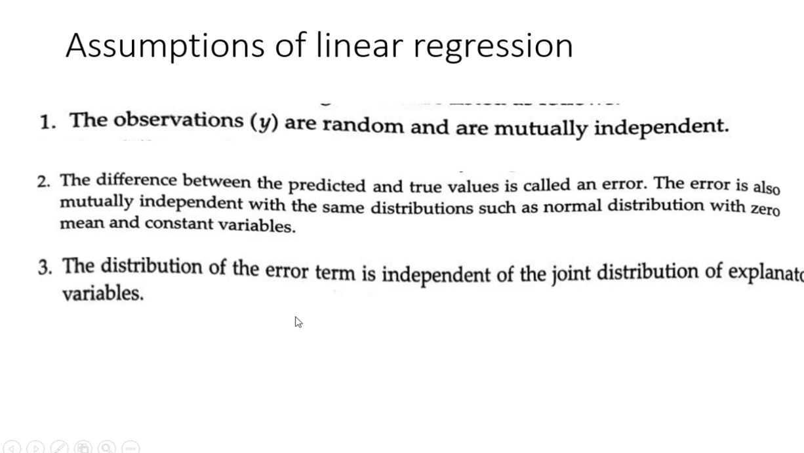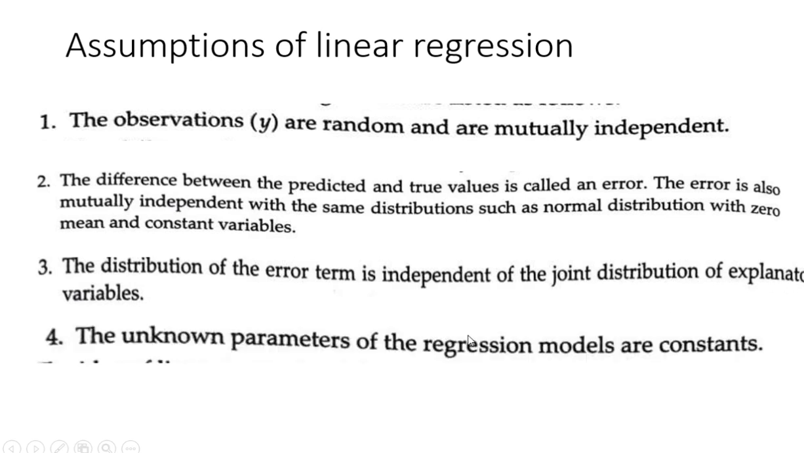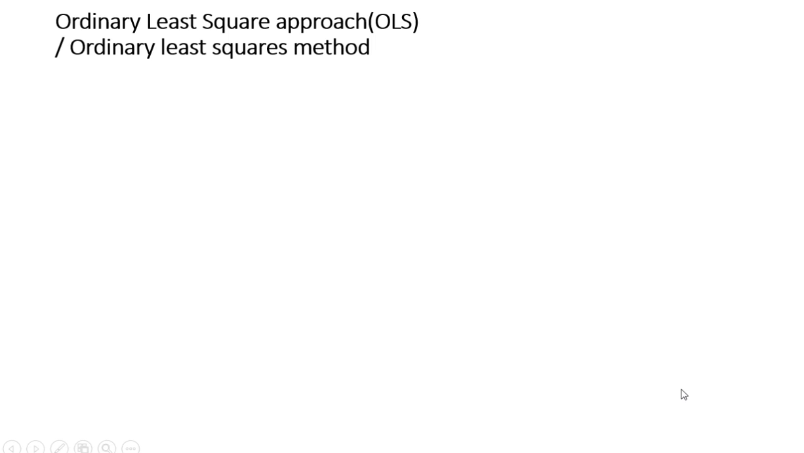And the error is also independent of the value of x. The error term is independent of the value of x, where x is your explanatory variable. The fourth one is that you will have some unknown parameters in your regression model, which we call constants.